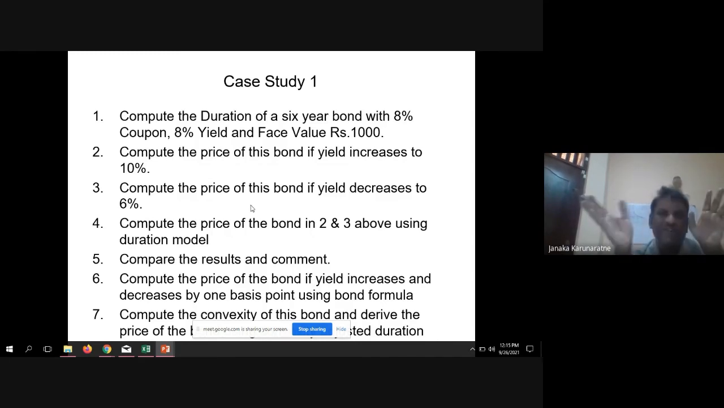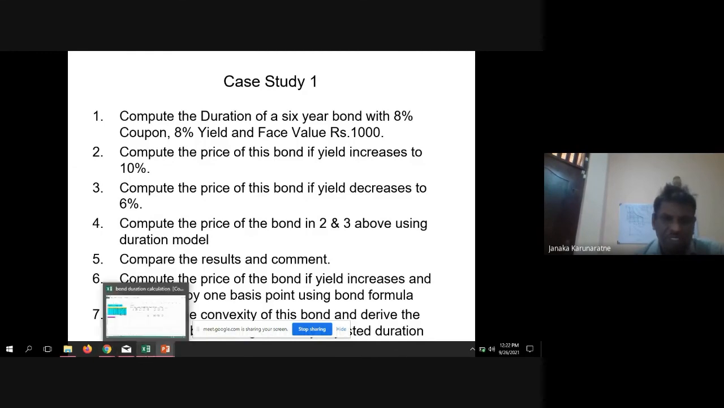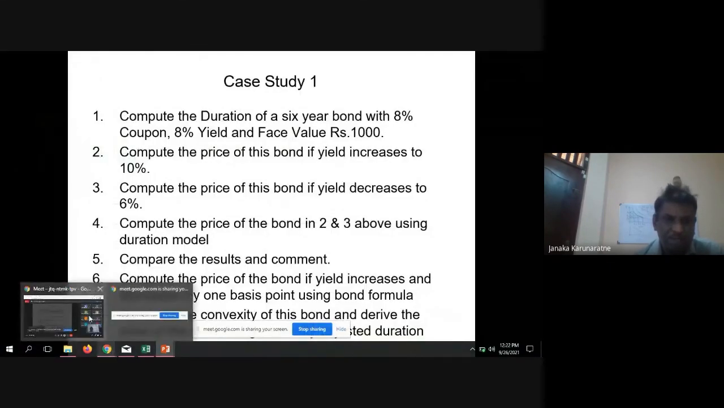So previously we worked out for 8 to 10, 8 to 6. Now, if the yield increases by 1 basis point and if the yield decreases by 1 basis point, what is the price using the normal formula, not the duration? Let's work out the first part, 0.01, that is one basis point increase. So let me move there.